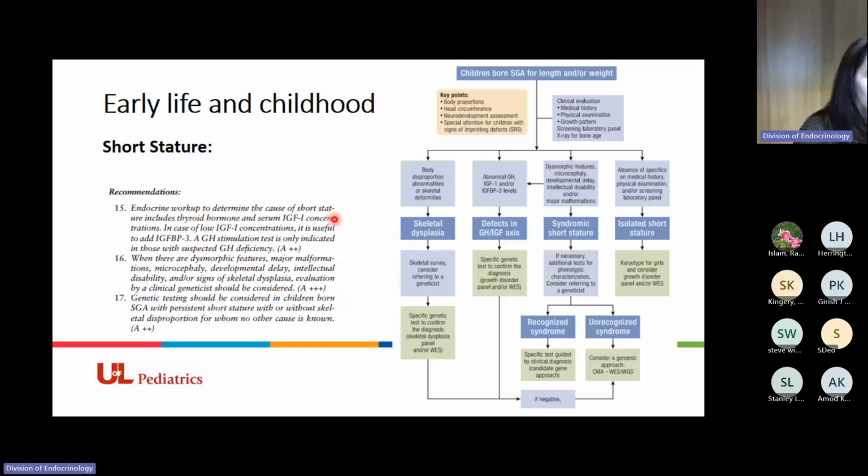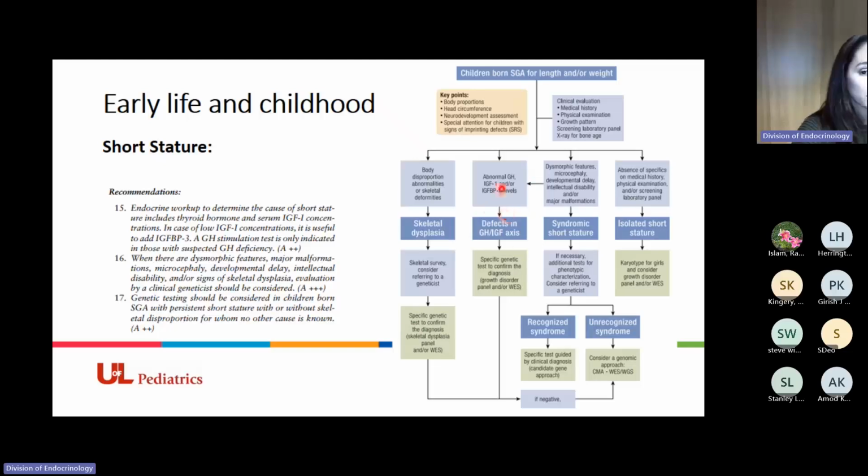And then typically we'll get some baseline labs to rule out any endocrine conditions. So we'll get growth factors, we'll get thyroid function. Obviously, if any of these are concerning, we'll get a growth hormone stimulation test. If we see that there is any abnormality with body proportions and we suspect a skeletal dysplasia, we can get a skeletal survey and then decide if we want to refer the patient to genetics.